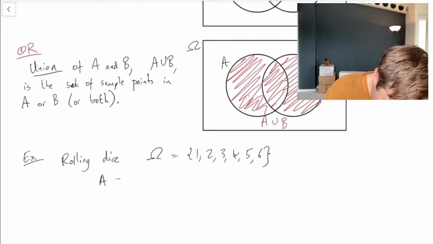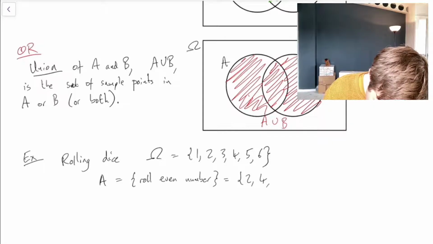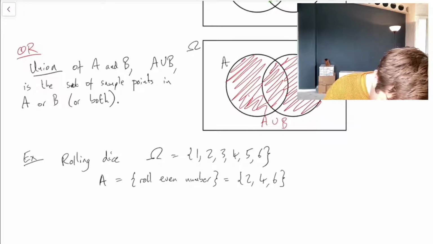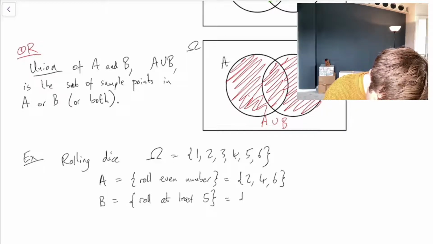The first event, A, will be the event that we roll an even number, which of course means that we get a 2, a 4, or a 6. And our second event, B, will be the event that we roll at least 5, which of course means that we have to roll 5 or 6.